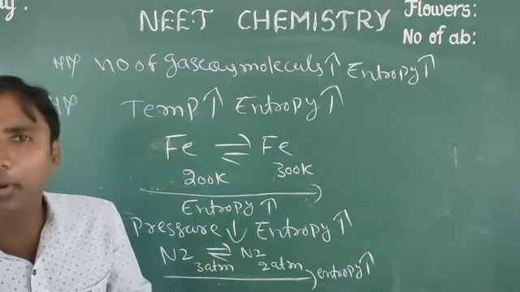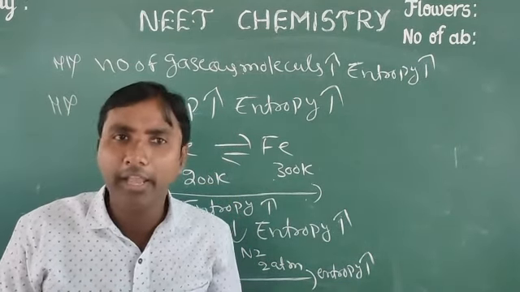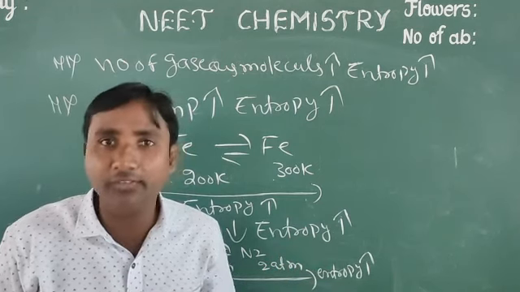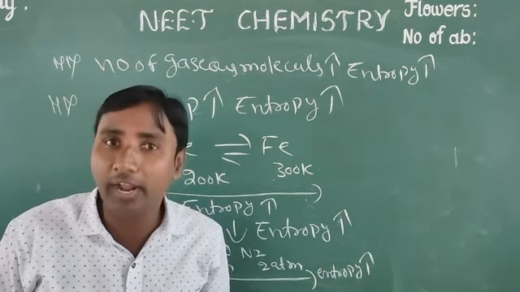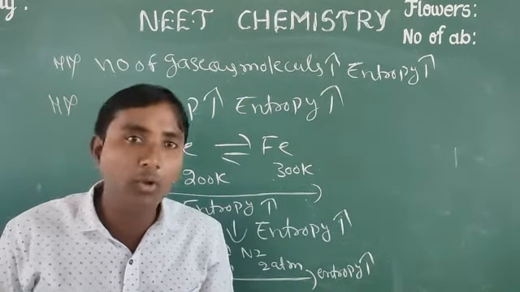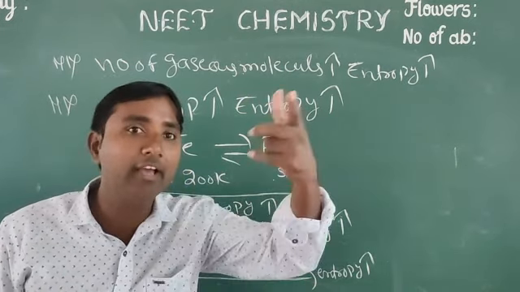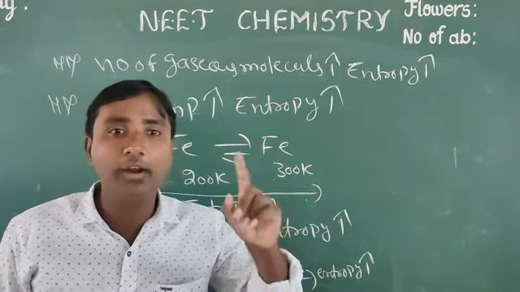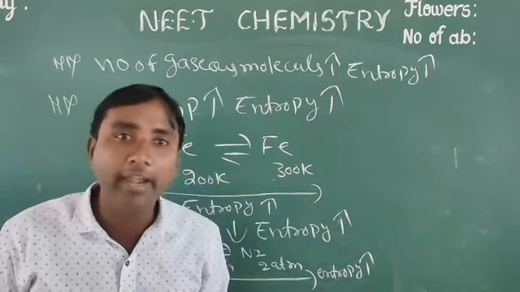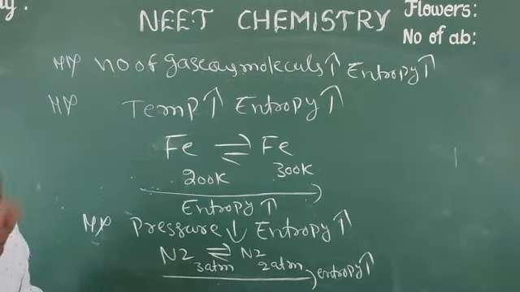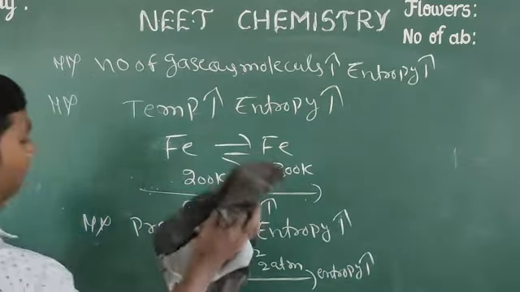Simply remember, in any state of the compounds, whether solids, liquids or gases, temperature increases means entropy increases. Pressure decreases means entropy increases. Number of gas molecules increases means entropy increases. Randomness or disorderliness increases means entropy increases. Then some examples.